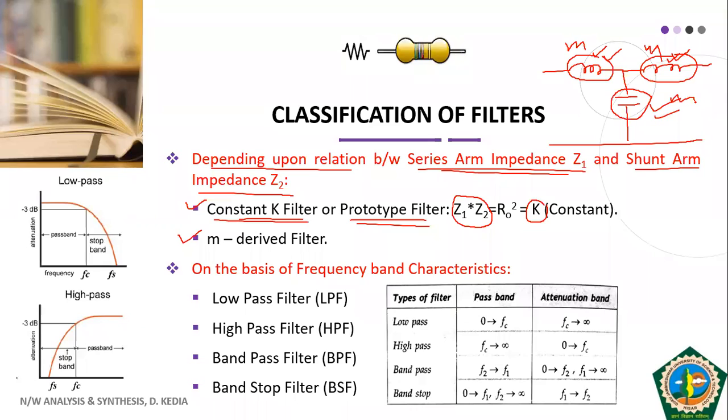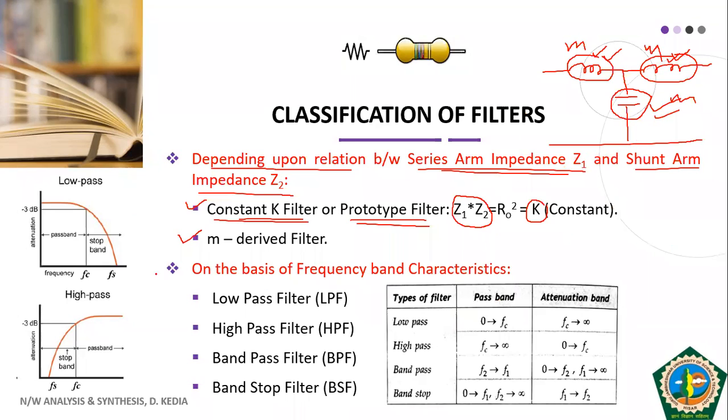The second thing is that M derived filters will give us a better frequency response as compared to the constant K filter type. So that is another advantage. Other things will be clear when we talk about M derived filters in detail later on.